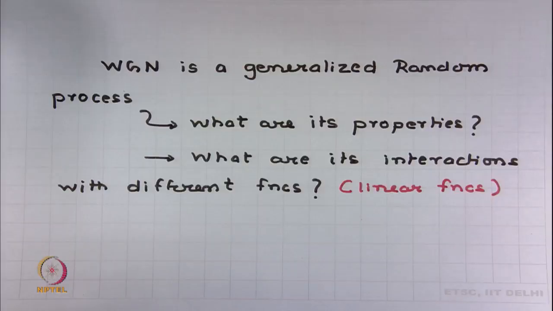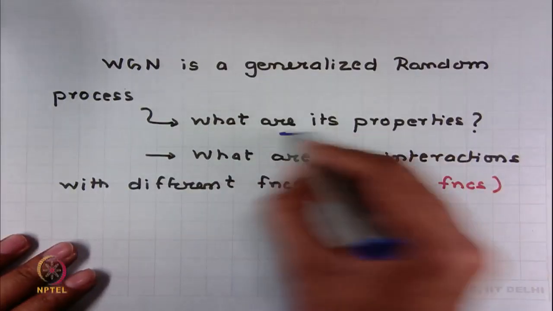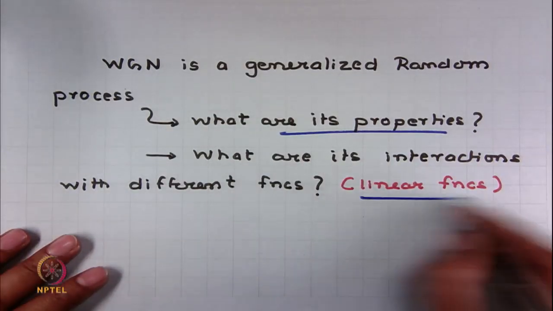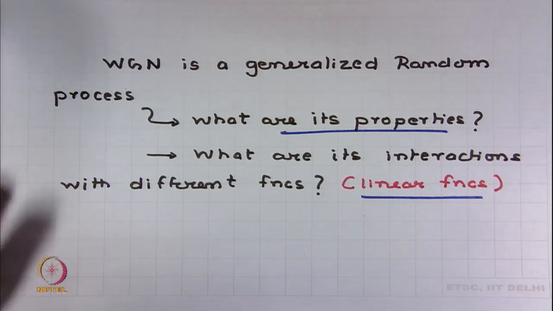Okay. What we mean by this generalized random process is simply that instead of worrying about what it is and defining it exactly, we should just worry about learning its properties. So, it is defined based on its properties, and it is defined based on its interactions with deterministic functions, that is, based on its linear functionals, right.